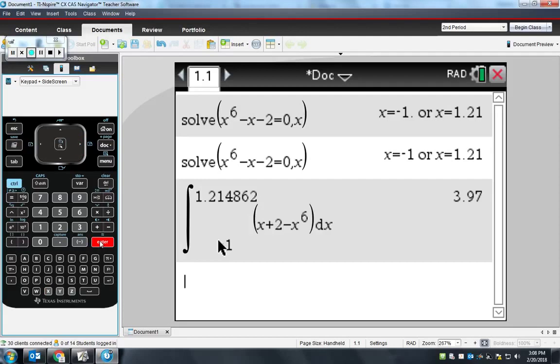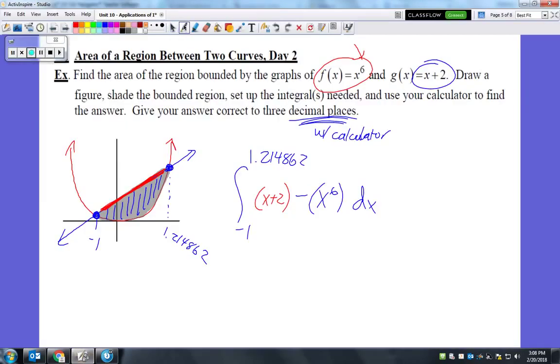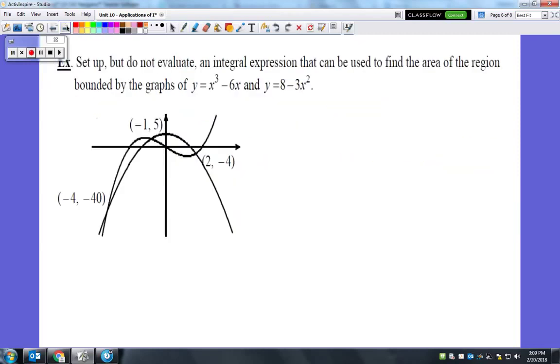Control enter, and I have this set because of Calc apps. 3.967 if I round, or 3.966 if I truncate. I'm a rounding kind of person, so 3.967. Approximately 3.967 units squared would be the answer on this. Yeah. We good?